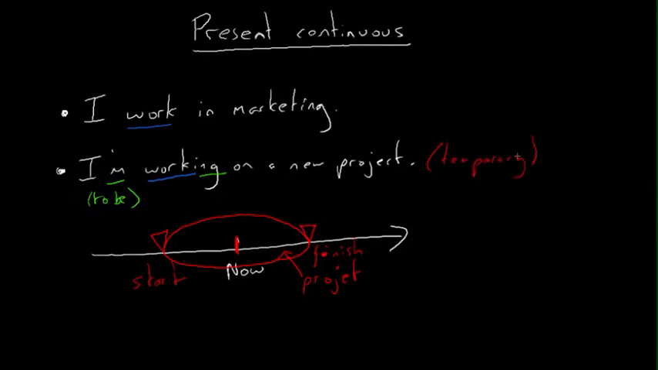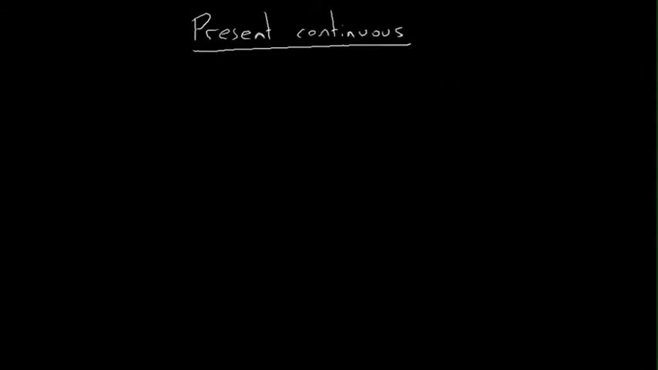And maybe that's the best way to think about the present continuous, as something temporary as opposed to something permanent. Okay, so the difference between something permanent, I work in marketing, and something temporary, I'm working on a new project. Let's look at one more example just to make a better contrast. Perhaps a little bit more difficult, but it's definitely worth looking at.